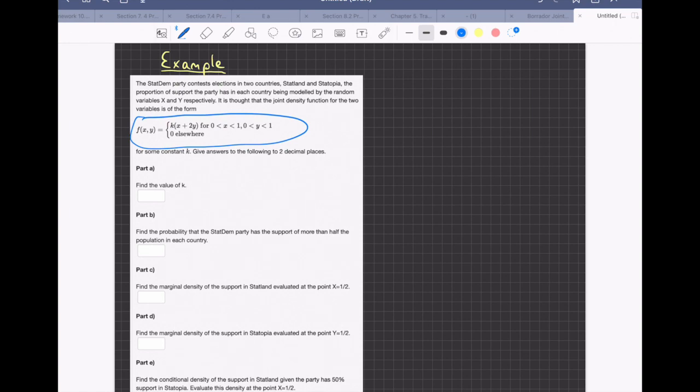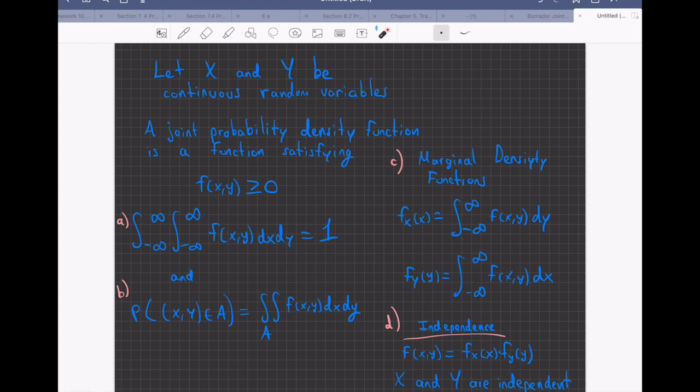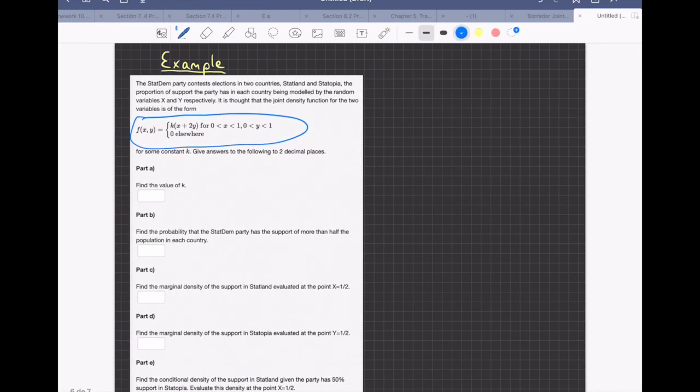All right, how do we find the value of k here? Well, notice we have one characteristic for this. If this is a joint density, then the integral over all the real numbers for x and y should be equal to 1. In this case, to respond to part A, we know that the integral from -infinity up to infinity of k times x plus 2y.